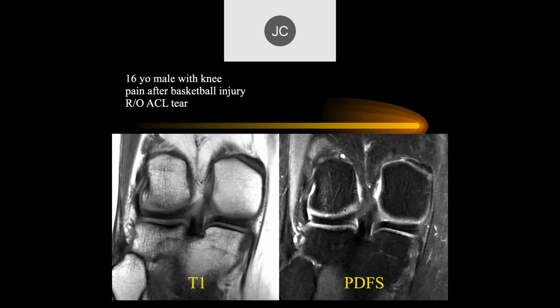Okay. Robert, what do you think of this case? All right, so we have a 16-year-old male with knee pain after basketball injury and rule out ACL tear.